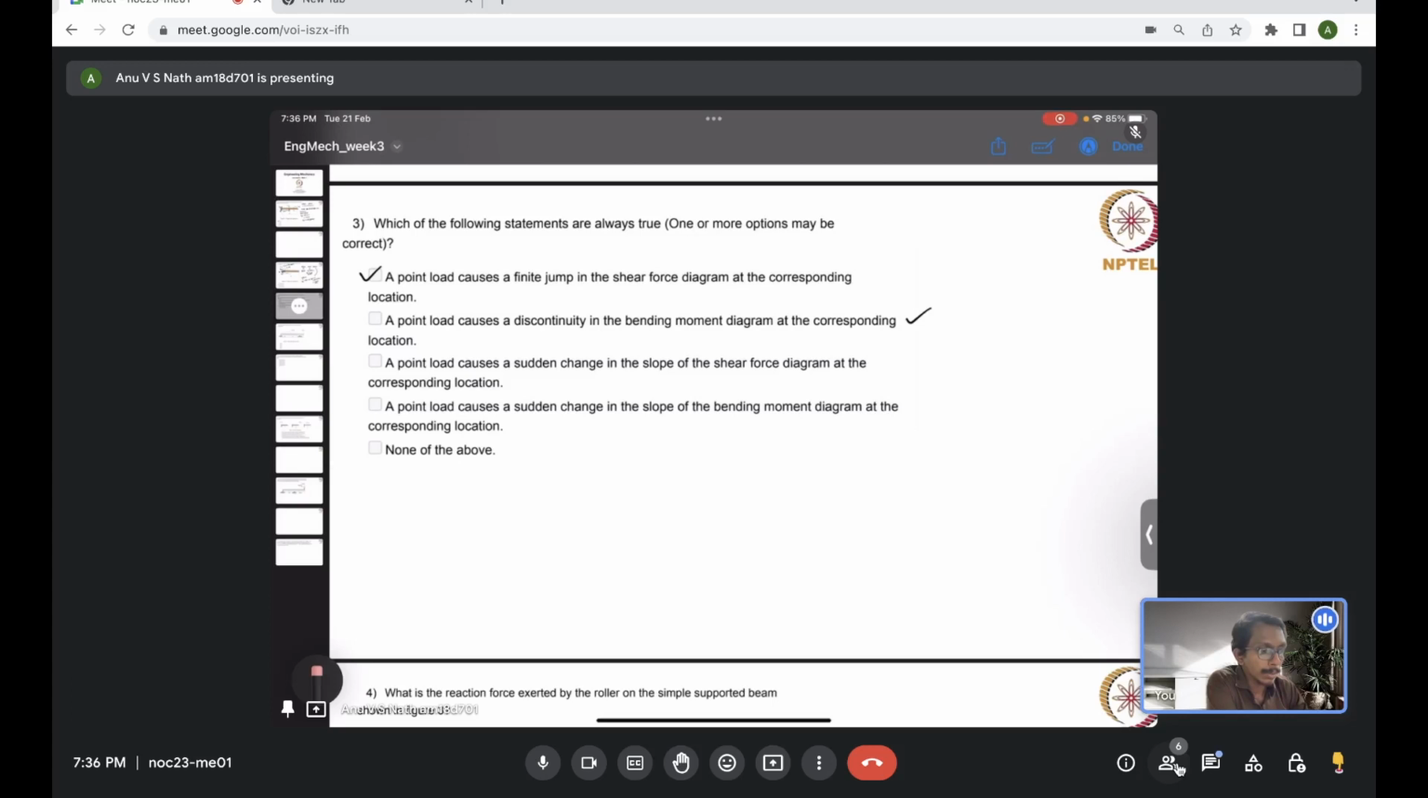Now we'll come to the second point. A point load causes a discontinuity in the bending moment diagram at the corresponding location. Somebody was thinking it is correct. Is this correct?